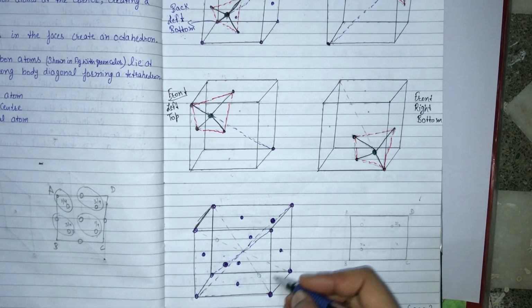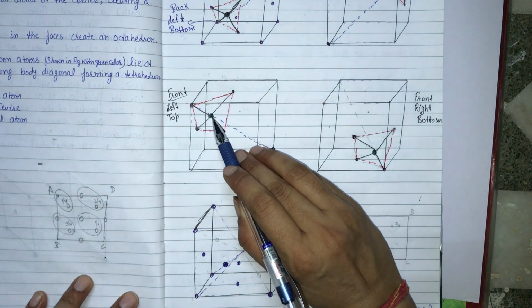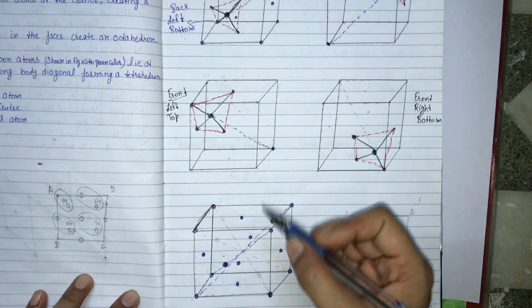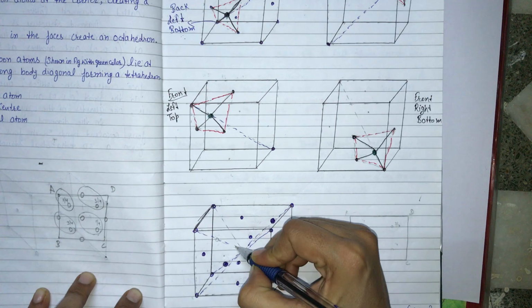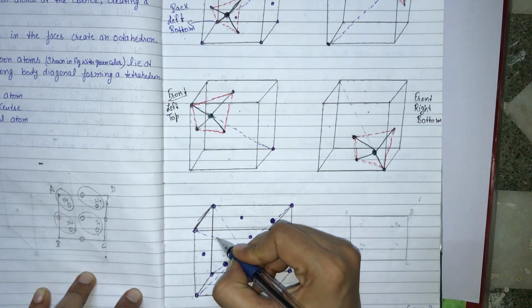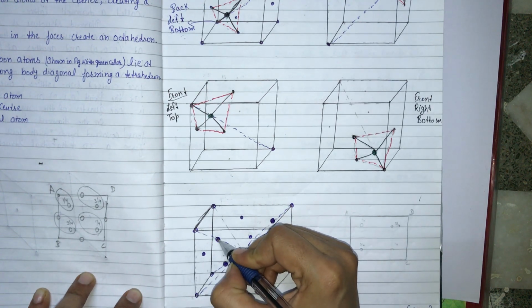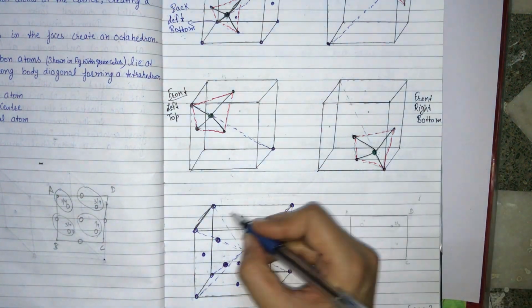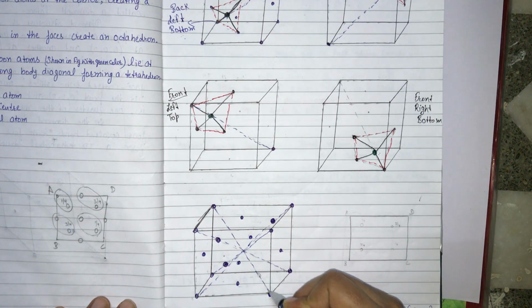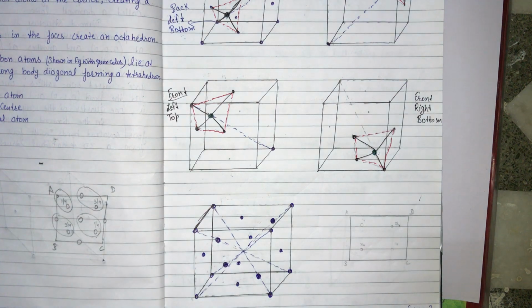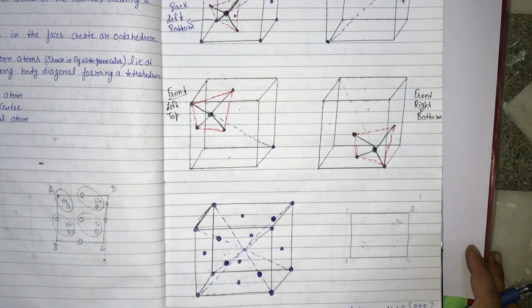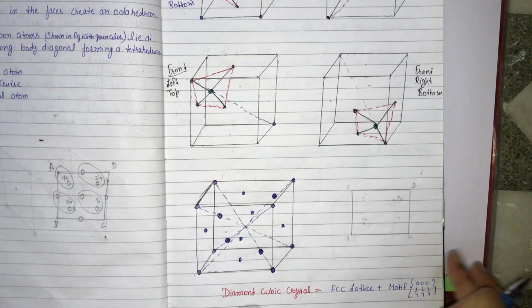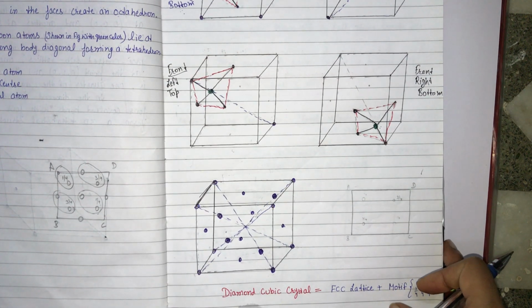Clear? Now another carbon atom is placed along this body diagonal at this position. Clear? Now another carbon atom is placed along this body diagonal at this position. So in this way, this represents the unit cell for diamond cubic crystal.